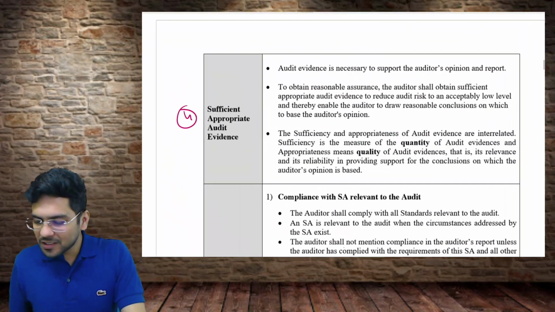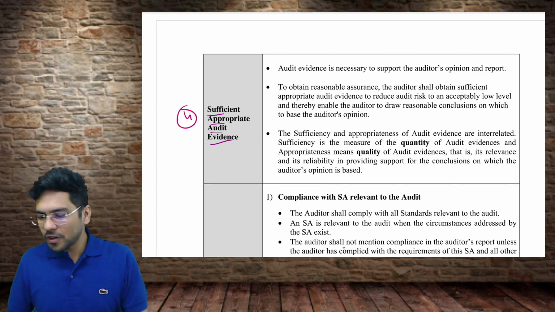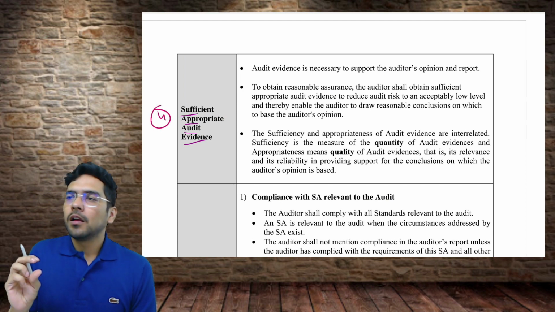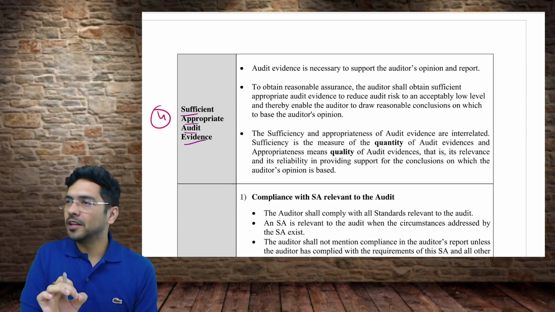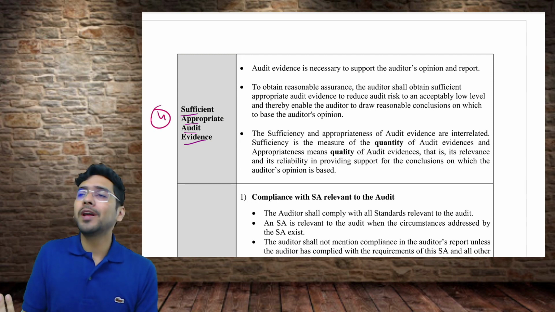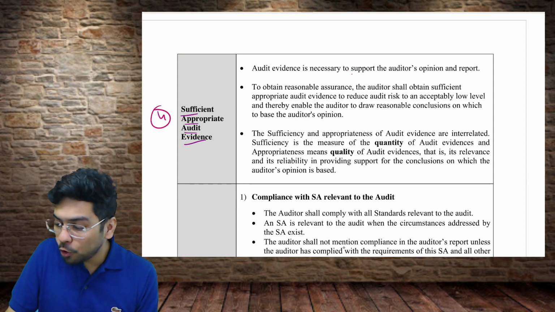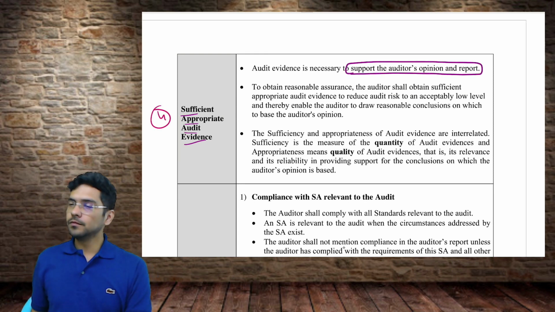All right. Next is sufficient appropriate audit evidence. Now this we have already covered, but then I told you that whatever audit opinion you give should be backed by evidence. Yes or no? And how will you obtain evidence? By applying what? Procedures, right? So audit evidence is necessary to support the auditor's opinion and report. Are you all okay with this?